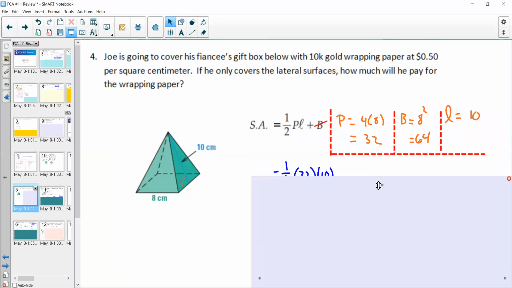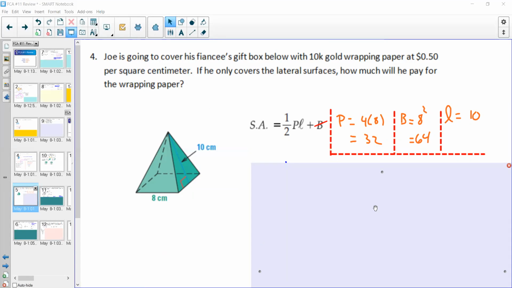So if you take your formula, surface area is equal to 1/2 times capital P, so that's the perimeter of the base, times the cursive L, that's lateral height. Remember we said the lateral height is the height of the triangular face. And notice I've got capital B, or the area of the base, crossed out because we're only concerned with the lateral surface. So we don't need to find the area of the base.